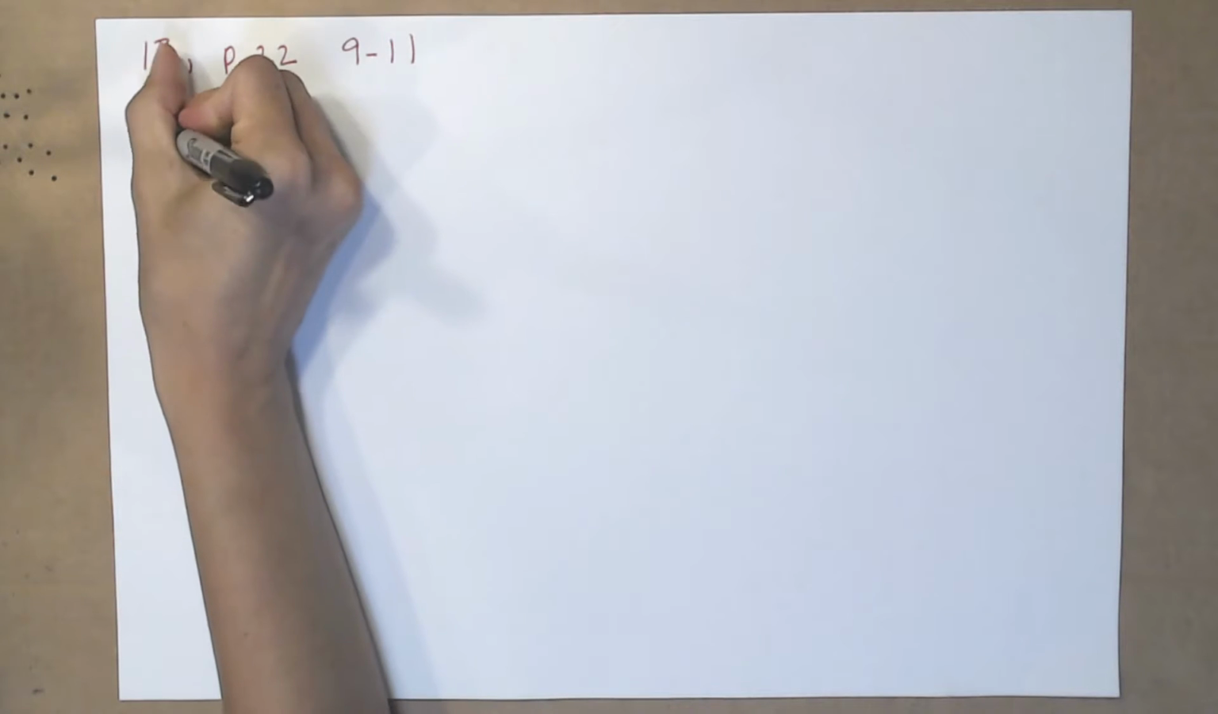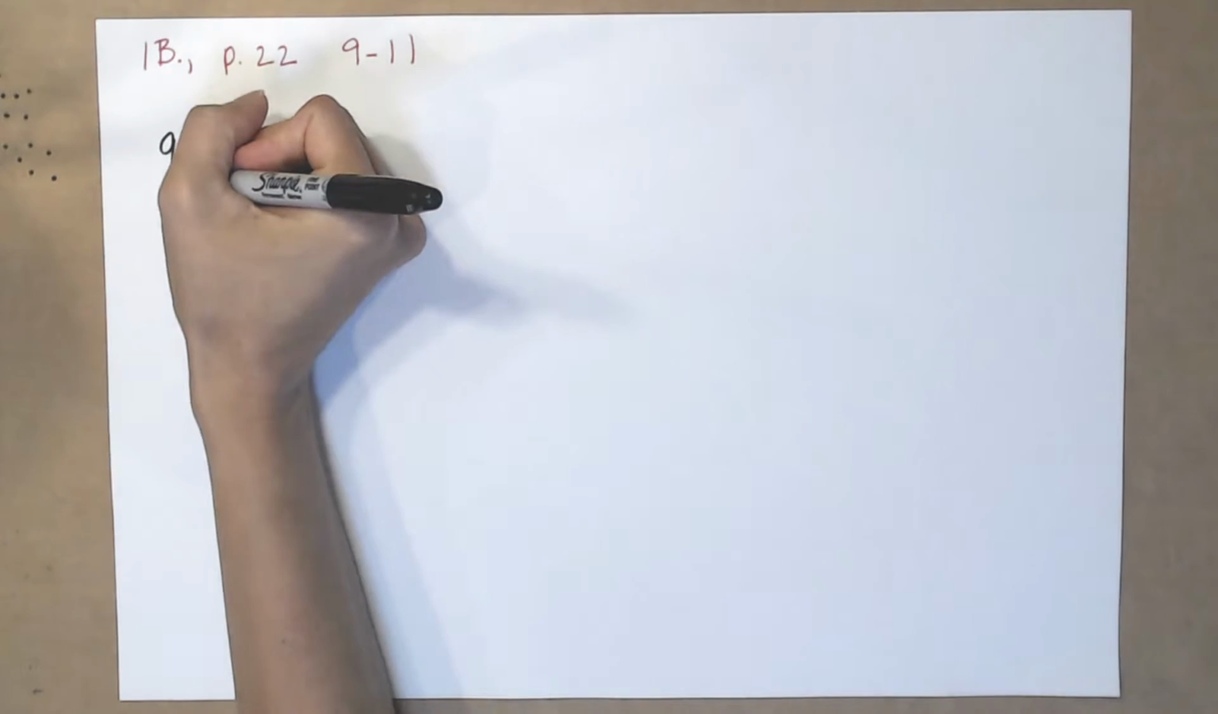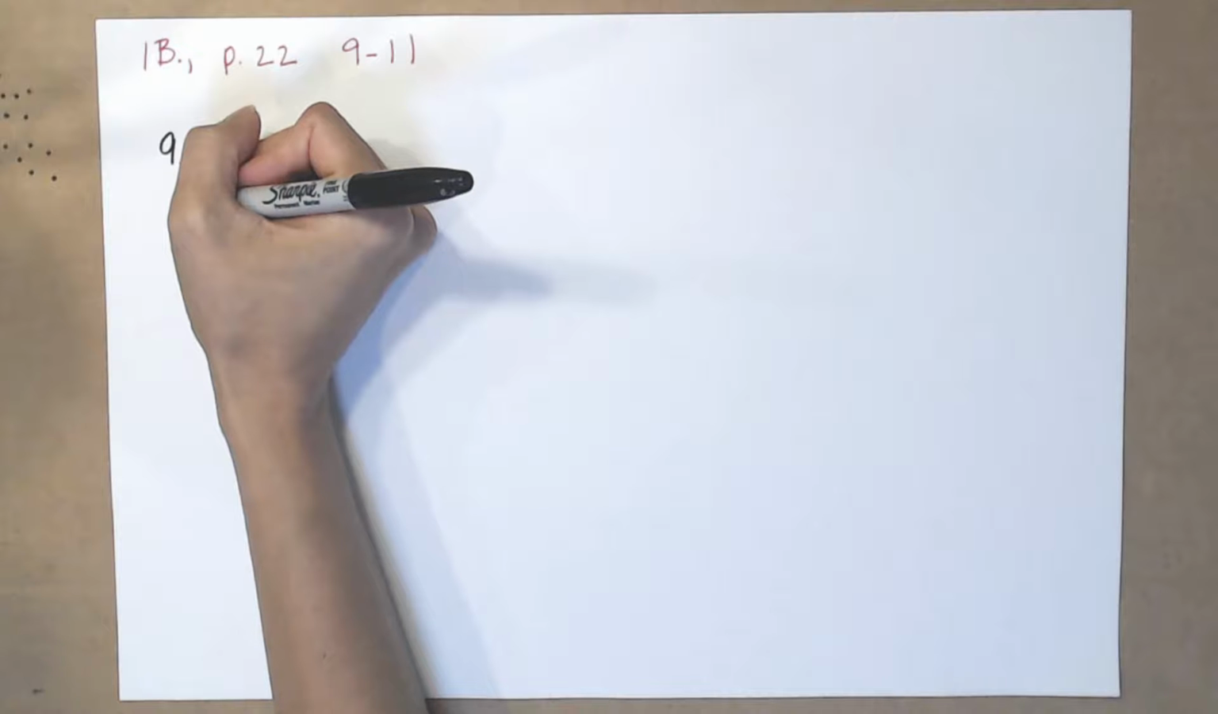We're doing practice 1B, page 22, problems 9 through 11. These are problems having to do with prime factorization. Number 9, part A. Express the following using exponents.